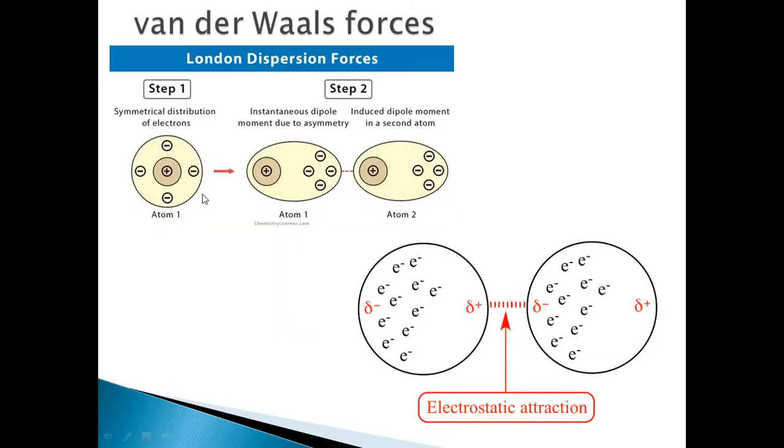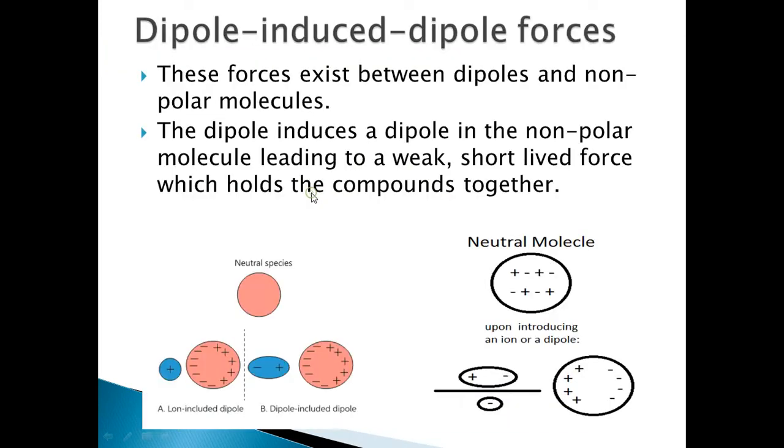As you can see here, this is the normal atom. Then as the atom's electron is moving around, at a point in time when it's concentrated at one end, it's attracted to the positive end of another atom, and there's a temporary attraction between the two atoms.